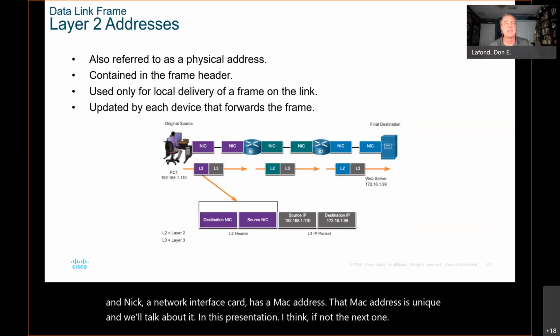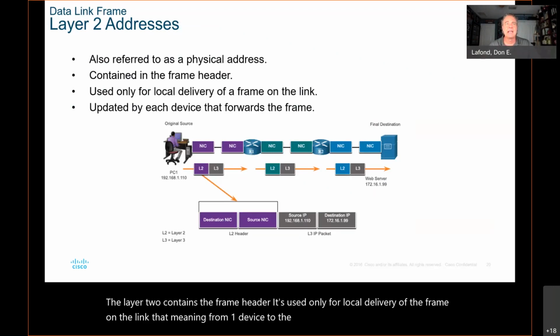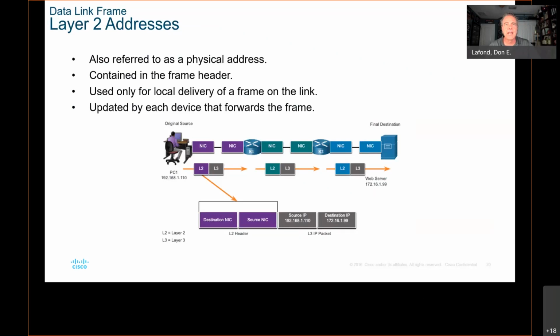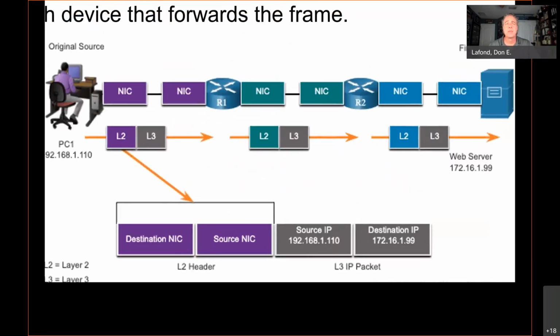The layer 2 contains the frame header. It's used only for local delivery of the frame on the link, meaning from one device to the next, and it's updated at each device that forwards the frame. So let's look closer at this. And I love this slide. I want you to remember this slide.